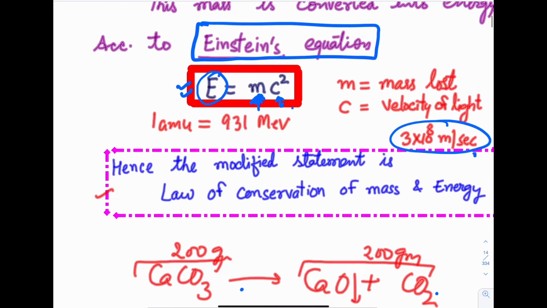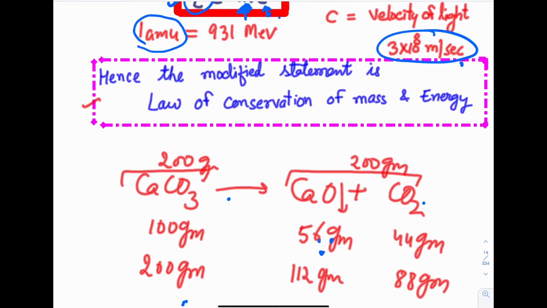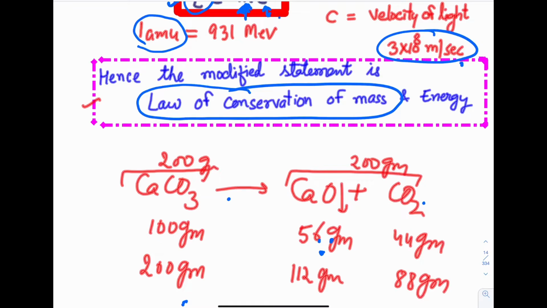Experimentally, it was found that if the decrease in mass is by 1 atomic mass unit, then 931 mega electron volt energy will be released. That means even if the difference in mass is very small, the energy released will be large. So this law was modified. Now the statement is the law of conservation of mass and energy. But still, in a chemical reaction, we can easily apply the law of conservation of mass because the energy changes or the heat released during a chemical reaction is very small.